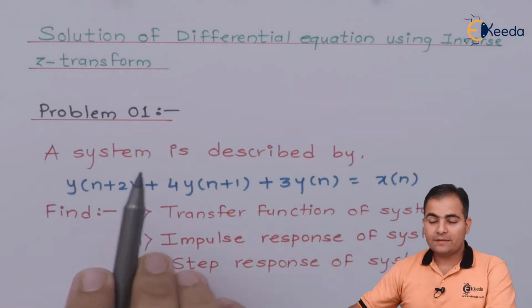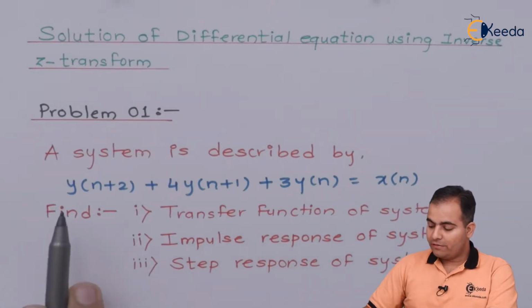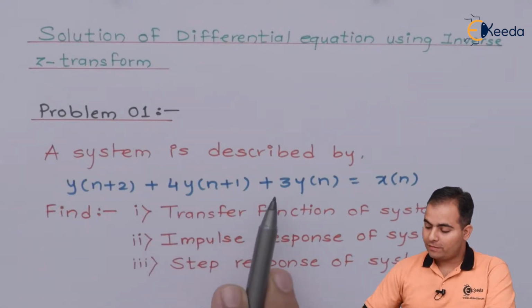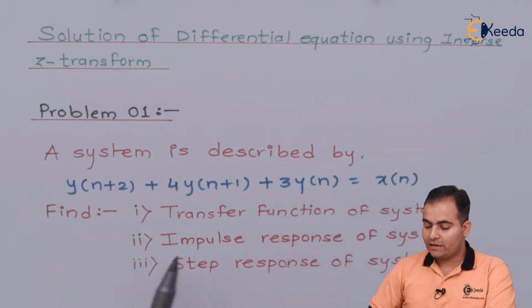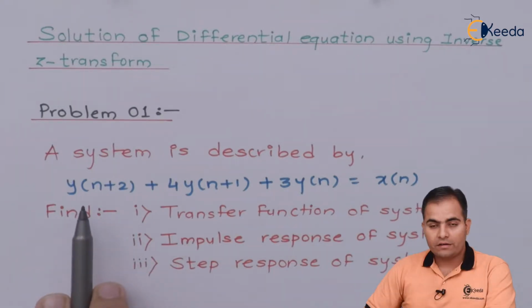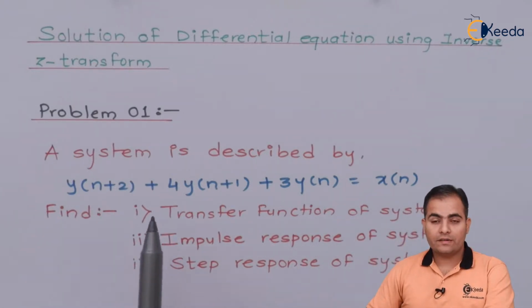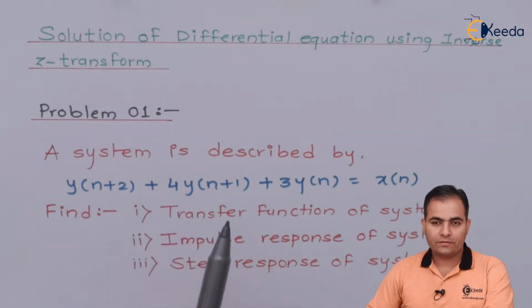Problem number 1. A system is described by the equation. This is the differential equation: y of n plus 2 plus 4y of n plus 1 plus 3y of n equals x of n. And what we are going to calculate is the transfer function of the system, then the impulse response, and the last one is the step response of the system. So first of all, we will apply Z transform on both the sides. We will solve this question by applying Z transform first.